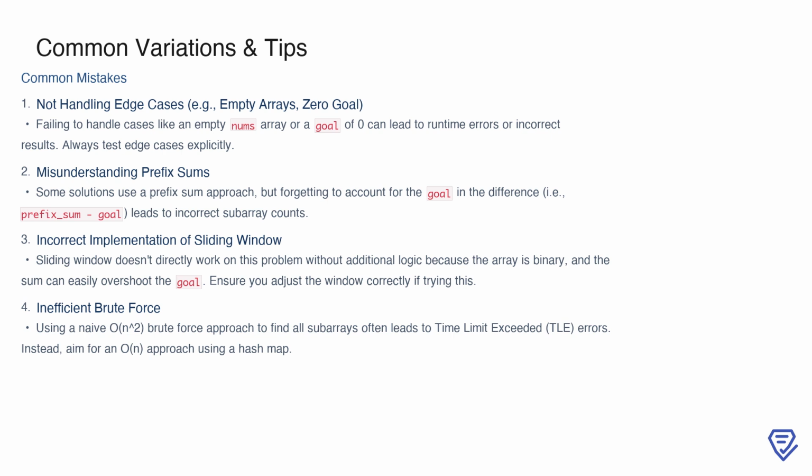Lastly, brute force methods, which involve checking all possible subarrays, are inefficient for larger inputs due to their O(n^2) complexity. Instead, aiming for an O(n) solution using a hash map is a much better approach for both performance and scalability.